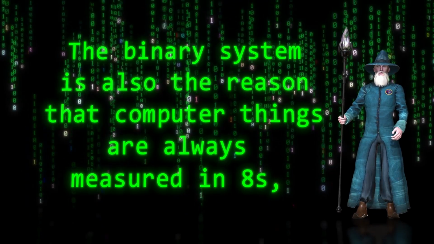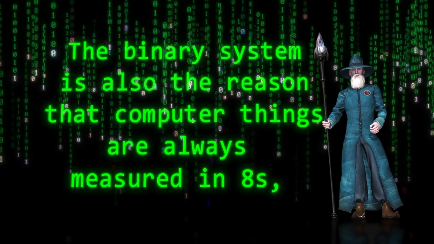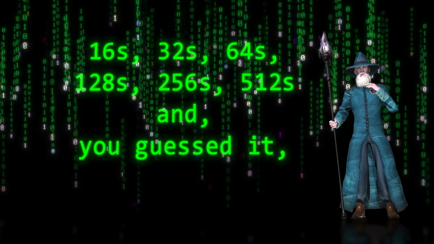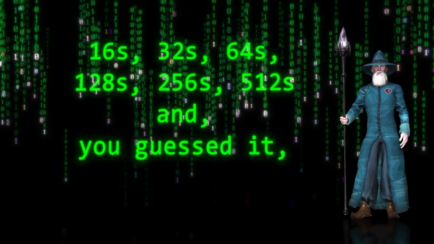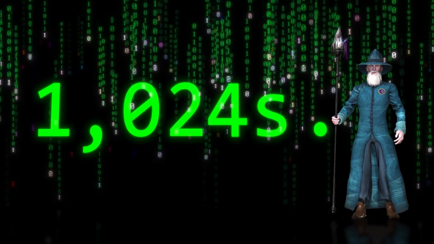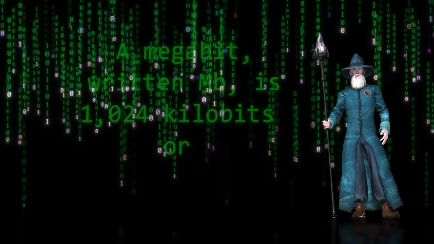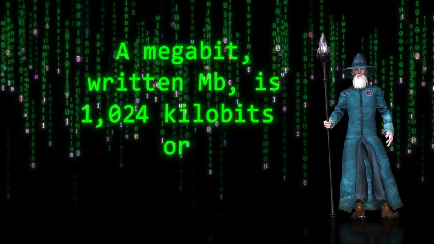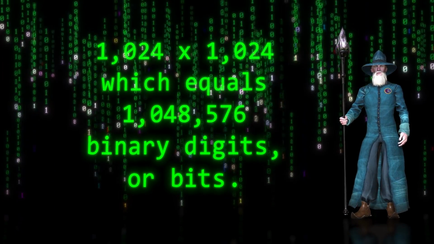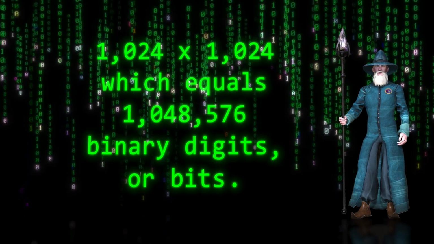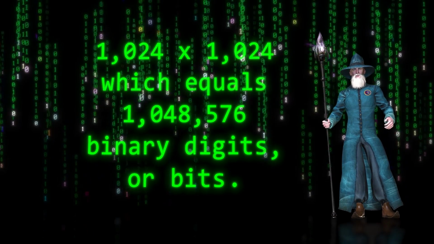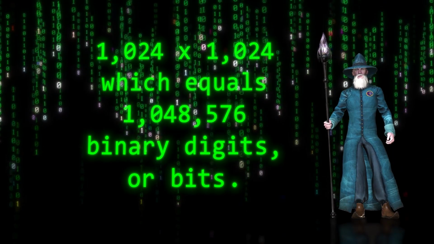The binary system is also the reason that computer things are always measured in 8s, 16s, 32s, 64s, 128s, 256s, 512s, and, you guessed it, 1024s. A megabit, written as capital M, small b, is 1024 kilobits, or 1024 times 1024, which equals 1,048,576 binary digits or bits.